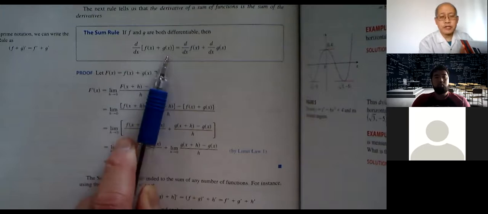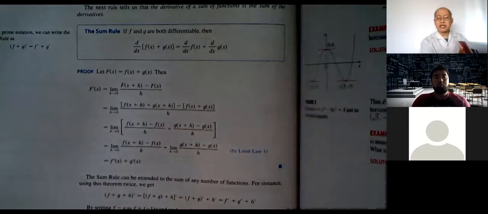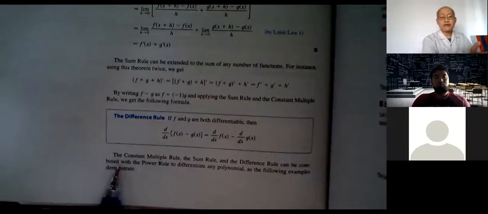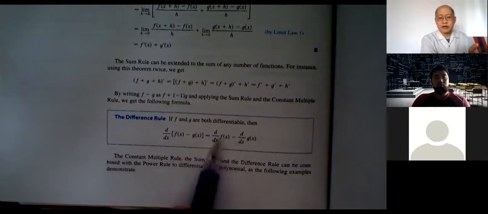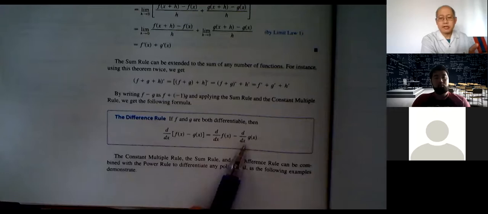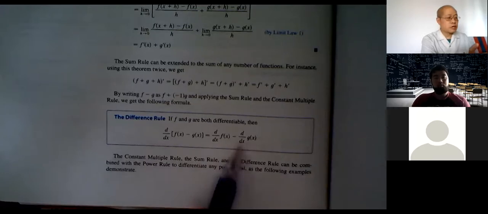Does it work for a difference? Yes, it does. In fact, a difference is a sum. You can just say I'm adding the opposite. Okay. Difference rule. What's the derivative of f minus g? Well, it's the derivative of f minus the derivative of g. Okay. The derivative of a difference is a difference of the derivatives.